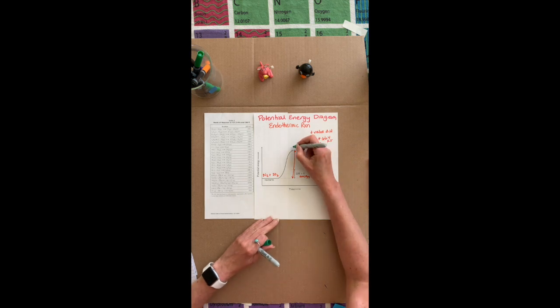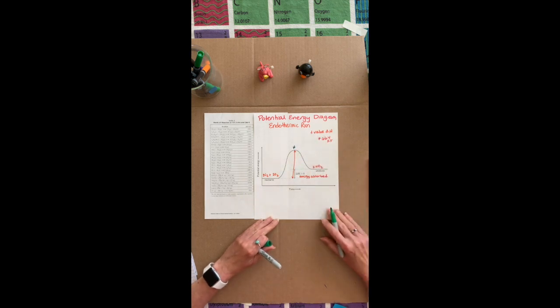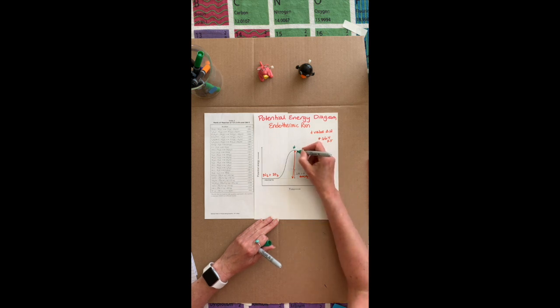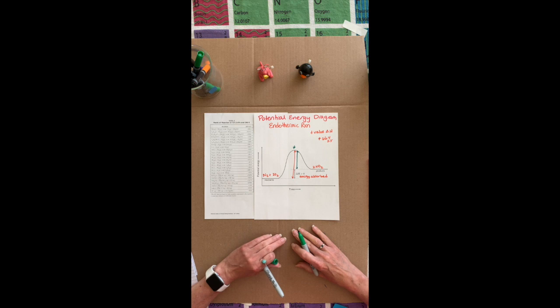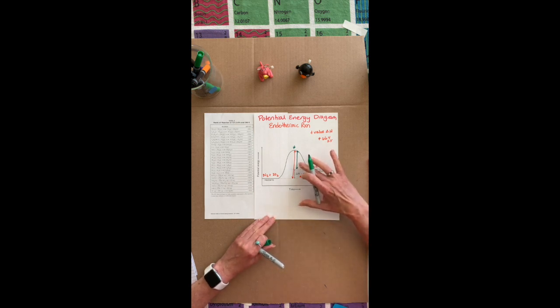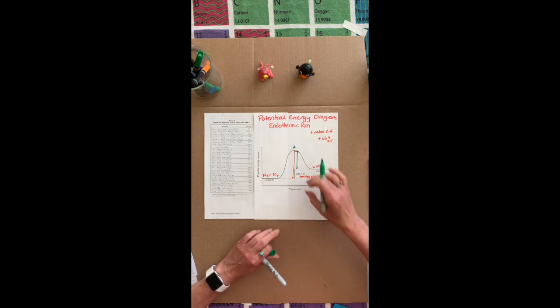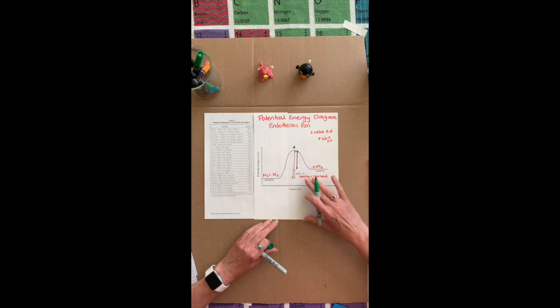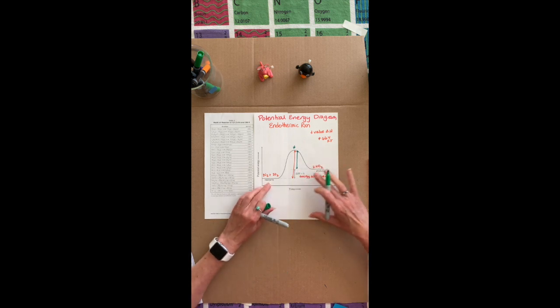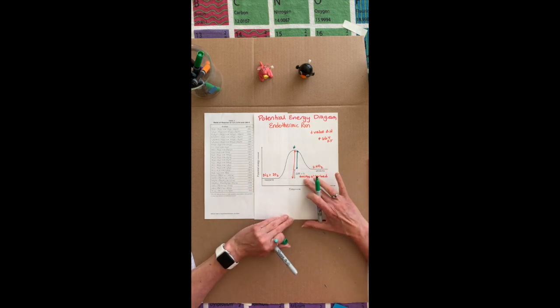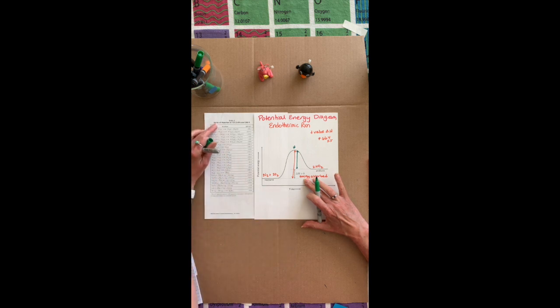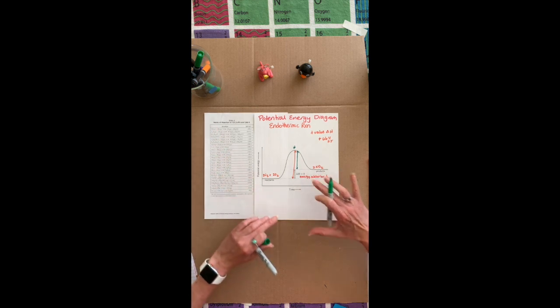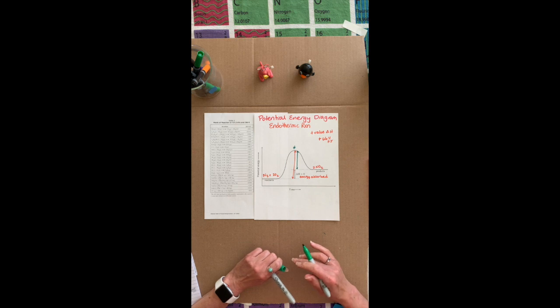The activated complex is that green star. The energy of activation for the reverse reaction would be in green there, and that difference in potential energy between reactants and products is delta H. It's the heat of reaction, and in this case, it's a positive value.